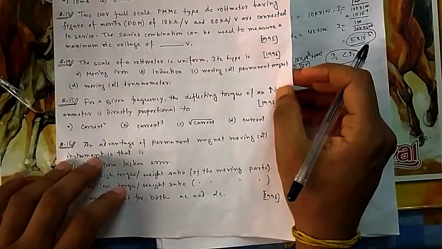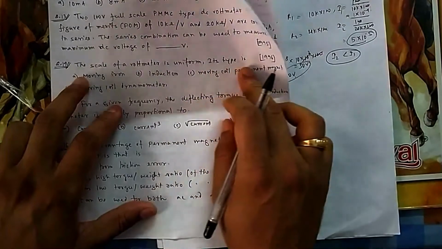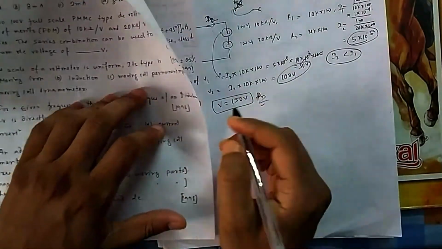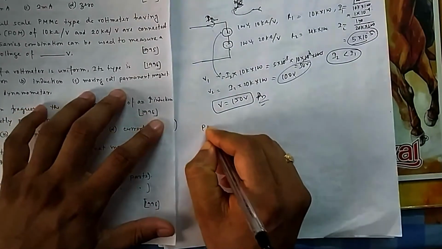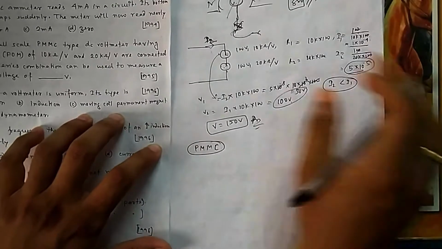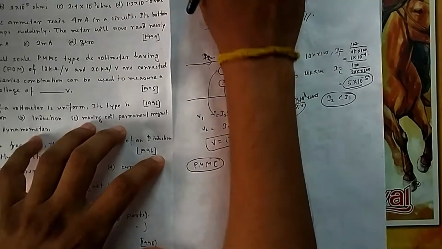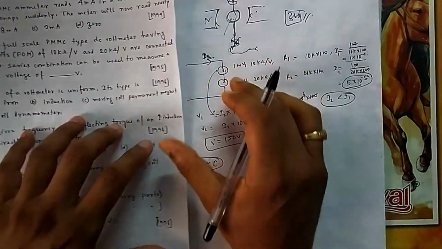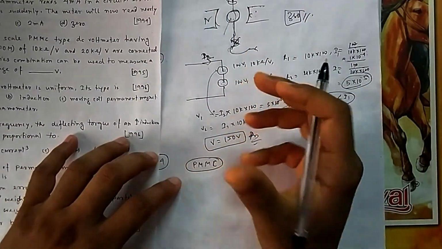If you come to 14, the scale of the voltmeter is uniform. So which scale is uniform? You know it is PMMC, because permanent magnet. So you can remember it in this way also. PMMC meter, because it is a permanent magnet, its saturation doesn't get affected so badly. But here all others you are moving around, so when you pass currents, it becomes a magnet.